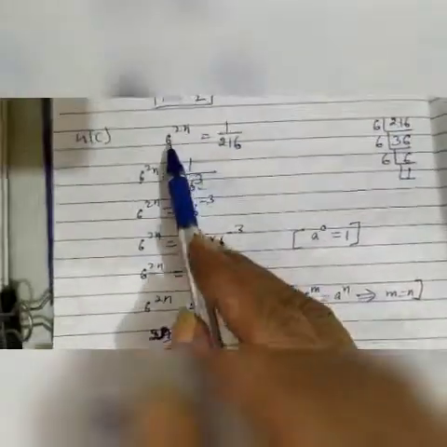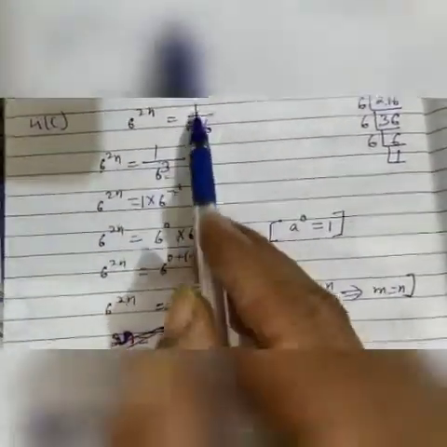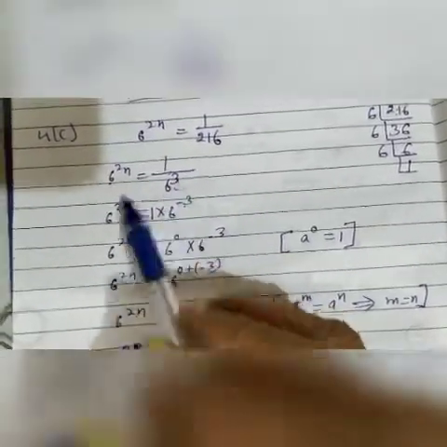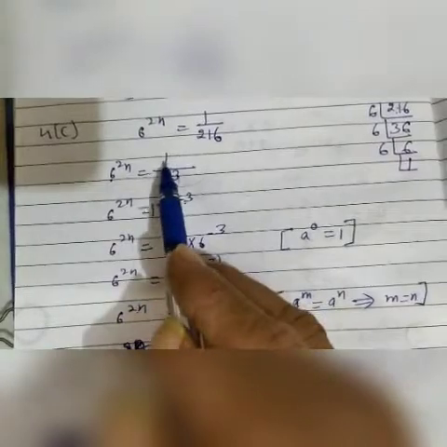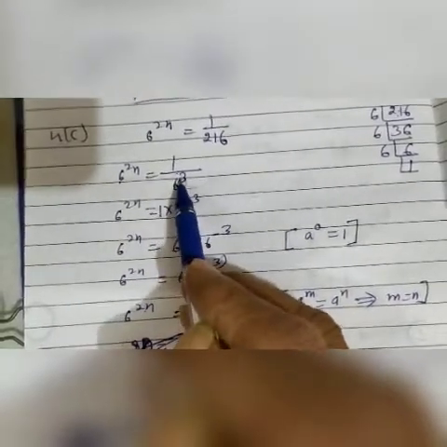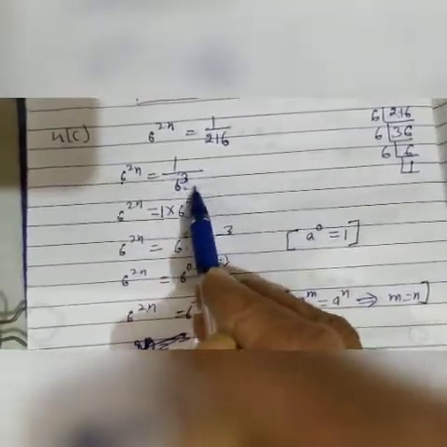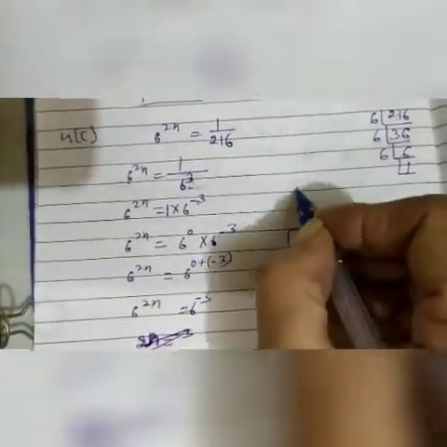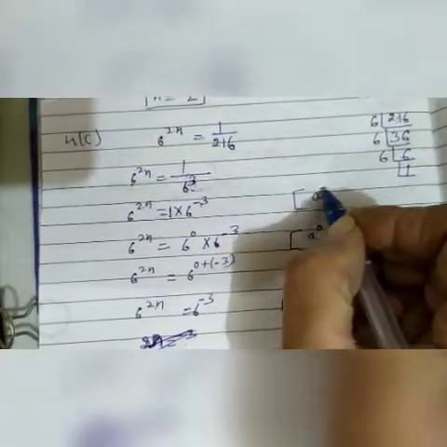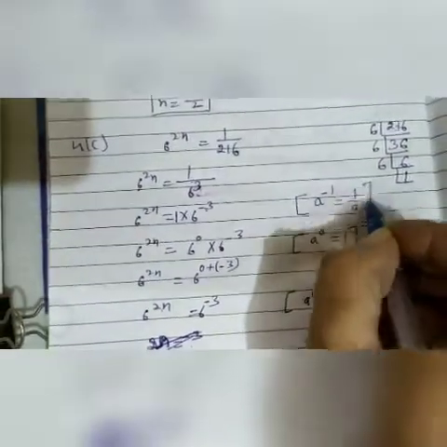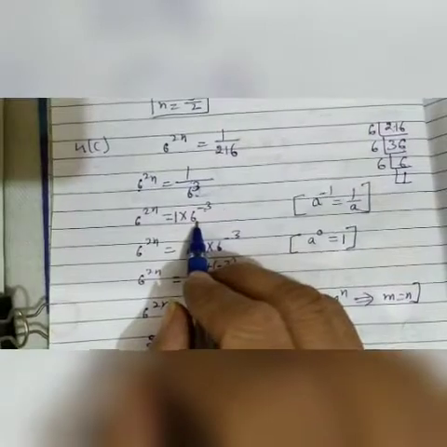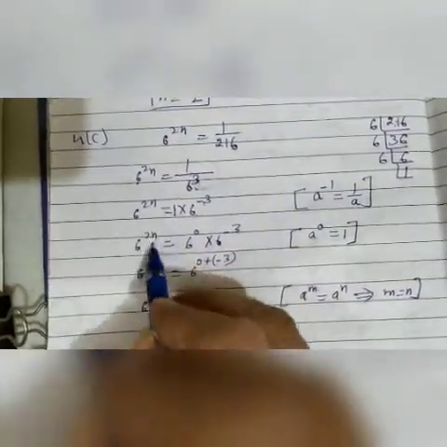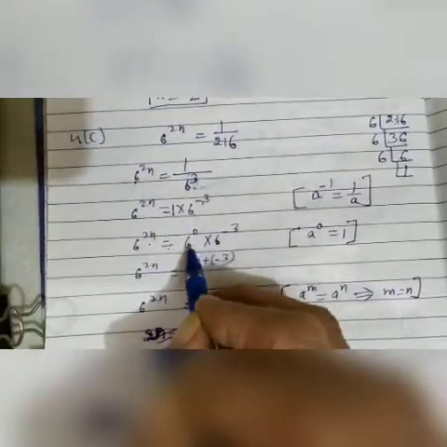See it again. 6 power 2n is equal 1 upon 6 power 3. 216 can be written as 6 power 3. Now 6 power 2n is equal 1. When we take this 6 power 3 from denominator to numerator, it will be written as 6 power minus 3. We can write here a power minus 1 is equal 1 upon a. We are applying this rule here. Now 6 power 2n is equal, 1 can be written as 6 power 0.